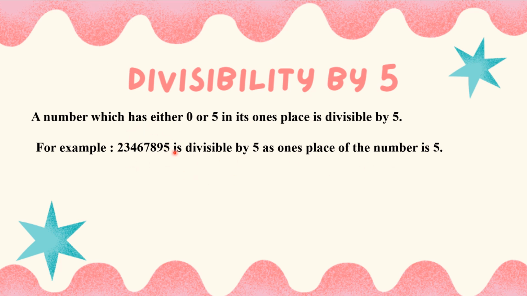So this is an example. You can see this number is so big, isn't it? This number is an 8-digit number and we can say within a fraction of a second that this number is divisible by 5 by just seeing the unit place. Unit place is 5, so this number will be divisible by 5.